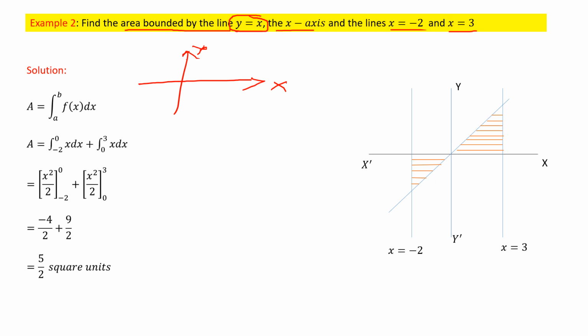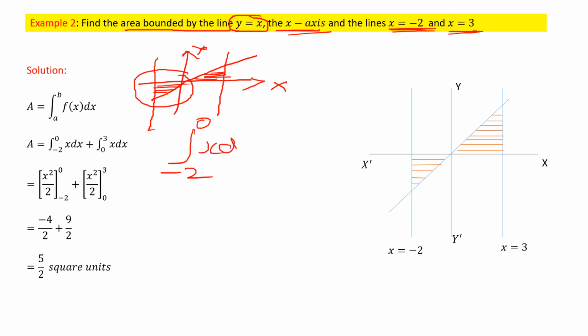So y equal to x, the line will be like this, passing through the origin, and then we have considered only the x-axis with the lines x equal to minus 2 and x equal to 3. So if you draw x equal to minus 2, this will be like this. If you draw x equal to 3, this will be like this. So as you noticed, we have two regions of integration. This is my first region of integration and this triangle is my second region of integration. So here in the first region, the integral is from minus 2 to 0 and my function is x into dx. Then I have to add the other segment, this segment.